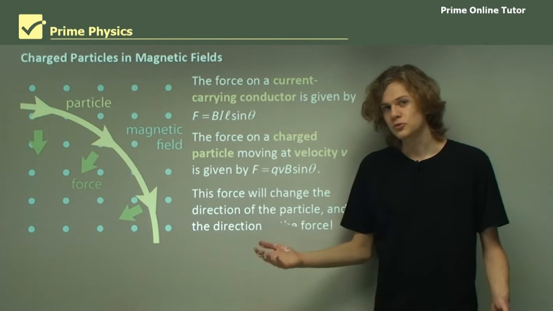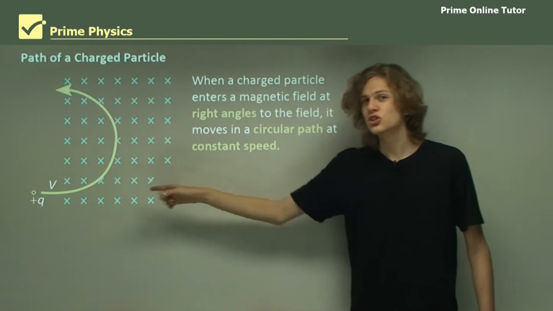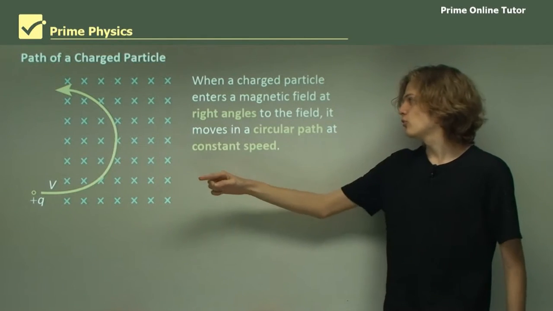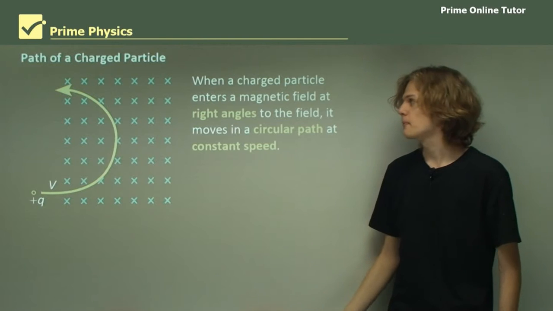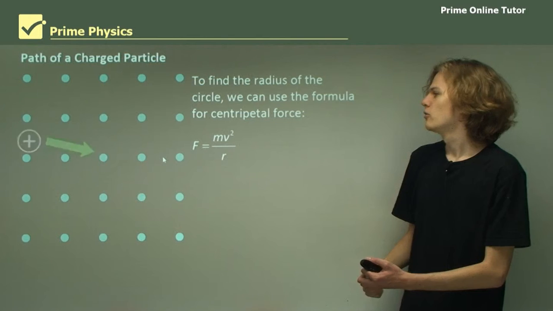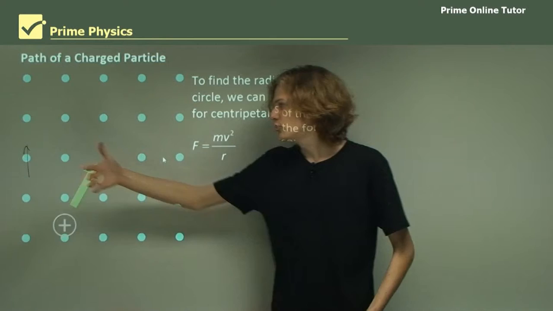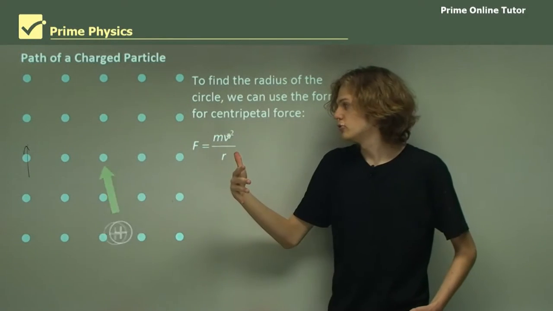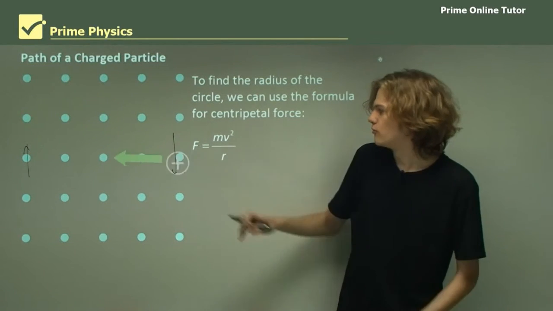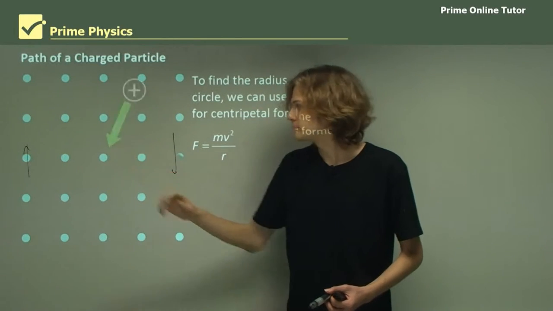If we look at this from a different perspective, we can see that the charged particle, when it enters a magnetic field, is moving in a circle. As long as it enters at right angles to the field, it will follow a circular path at constant speed. So here we have an animation. When the charged particle is moving upward, we can use the right-hand rule to see that it experiences a force towards the middle of the circle. Whereas when the particle is moving downward, the force it experiences is in a different direction, but again toward the middle of the circle.